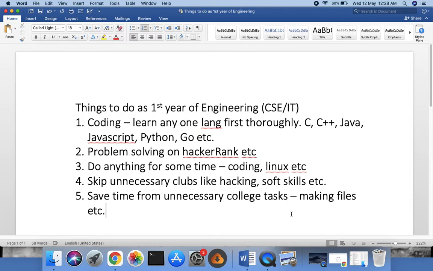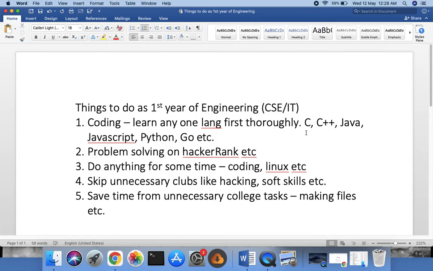Now, as far as picking any of the languages is concerned, you can pick any language which you like. As far as jobs are concerned, there are jobs in C language, there are jobs in C++, there are jobs in Java, and similarly there are jobs in other languages as well. It's not that if you are a C programmer or if you know only C language, you won't be able to get a job. That is a myth.